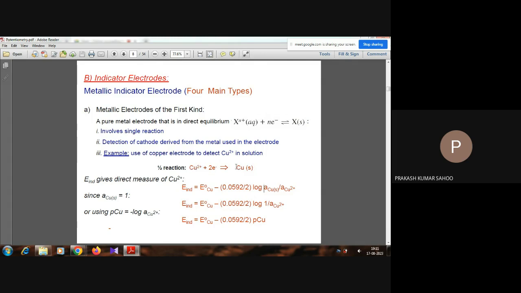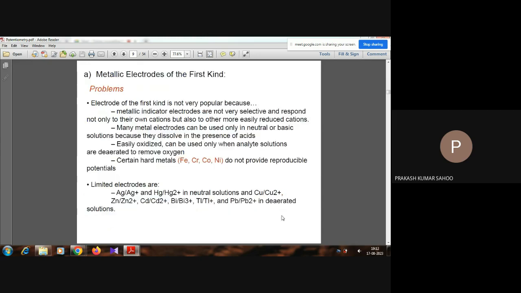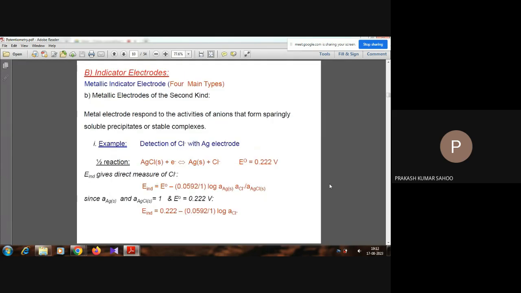As I already said, the element in solid state or elemental state is taken as 1 molar. So for copper solid the value is replaced here by 1. So this will be 1 by activity of your copper 2+. This will be the partial pressure of copper. Then we have metallic, these are the problems. I will share this at the end of this paper. Just go through these things, this is not very important.